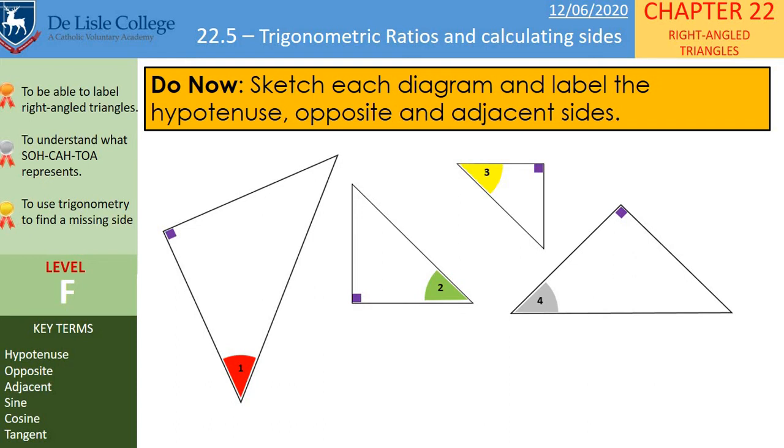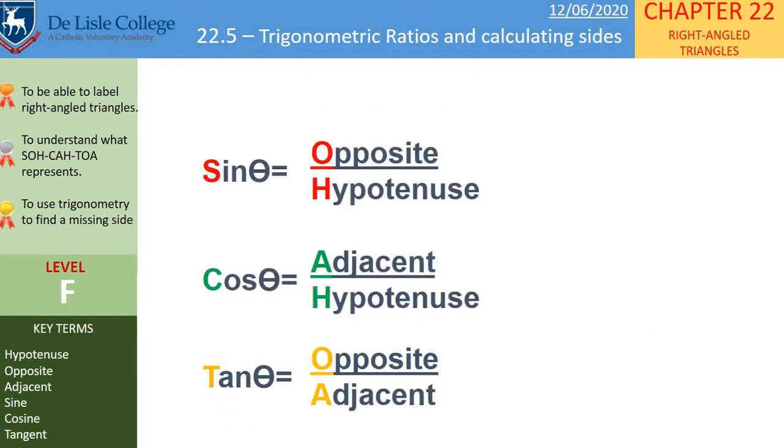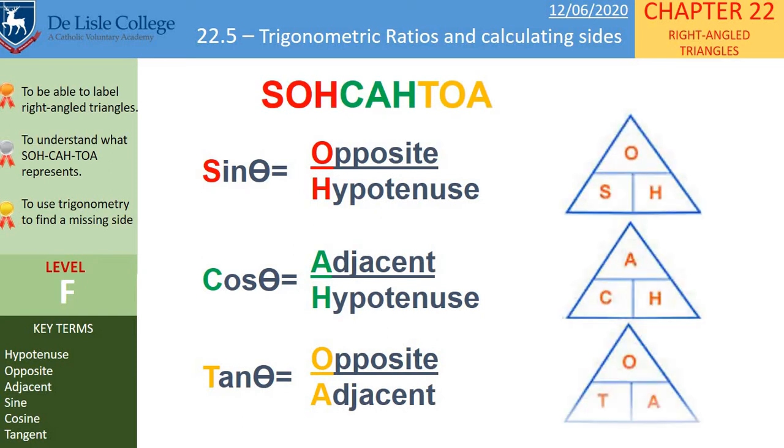Right, okay, good, let's have a little look. So we should have hypotenuse, opposite, adjacent. Hypotenuse here is opposite the right angle, opposite is opposite the other labelled angle, and then adjacent. Hypotenuse, opposite, adjacent, and hypotenuse, opposite, adjacent. Brilliant. Okay, now these are our three trigonometric ratios.